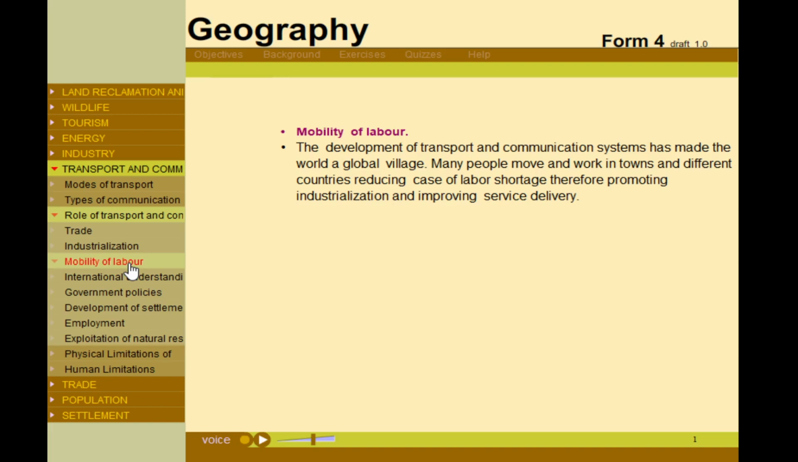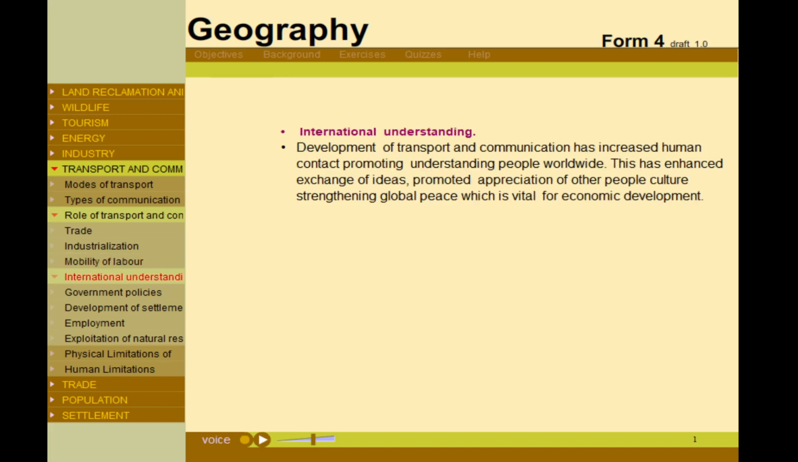International understanding. Development of transport and communication has increased human contact, promoting understanding among people worldwide. This has enhanced exchange of ideas, promoted appreciation of other people's cultures, strengthening global peace, which is vital for economic development.